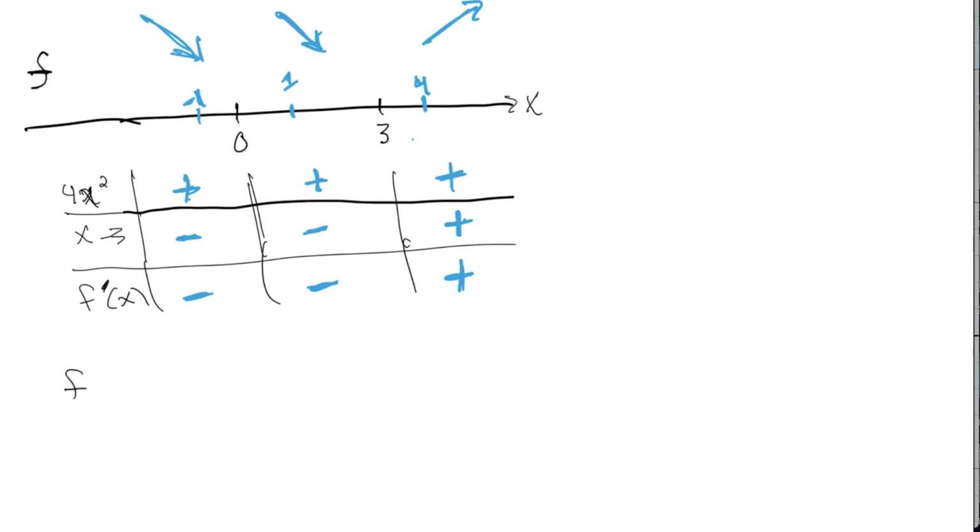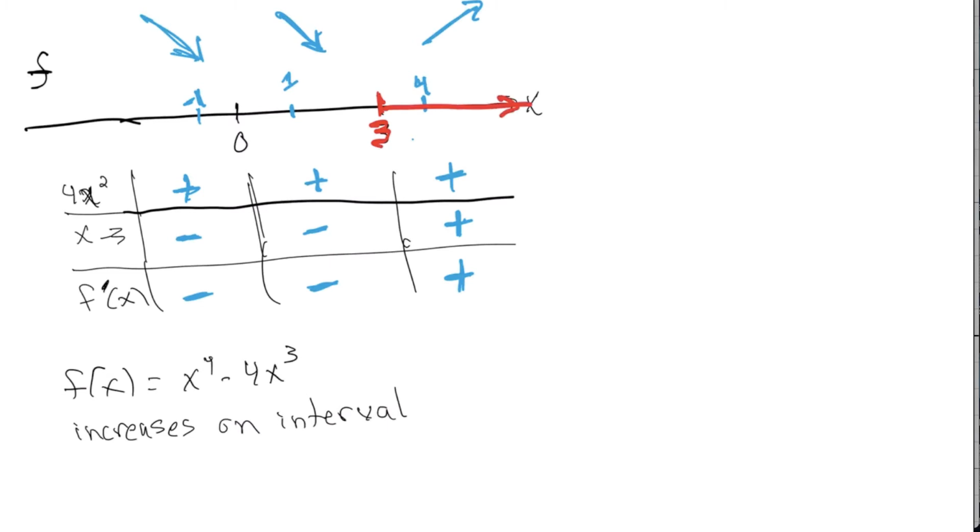So we said f of x, which was x to the 4th minus 4x cubed, I'm going to say increases on the interval. Now, there's only one interval, otherwise I would say plural there. So it increases on the interval from 3 to infinity. So again, I'm looking at my critical point at x equals 3, and out to infinity, my derivative is positive, my function increases. So I'm increasing on the interval 3 to infinity.